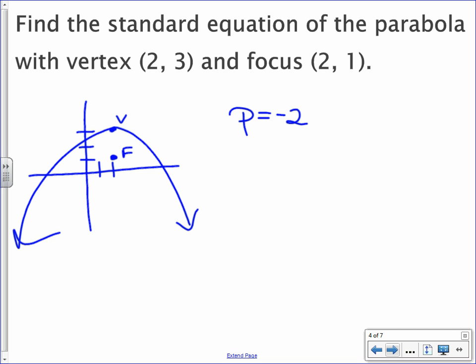From the picture, what else do we need to identify before we move on? What's h? What's k? All right, so Joey, what's your equation?